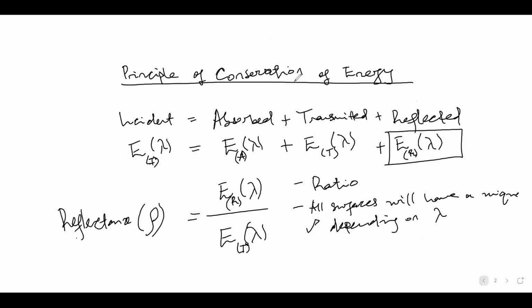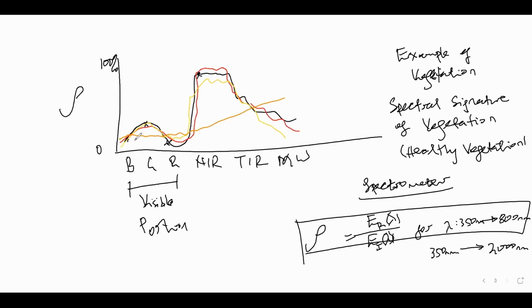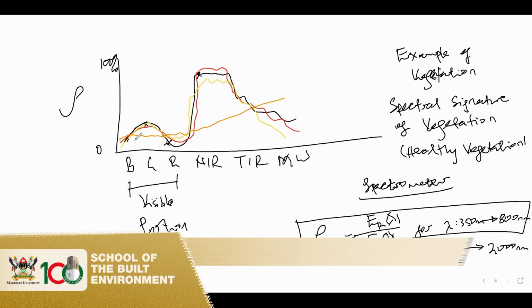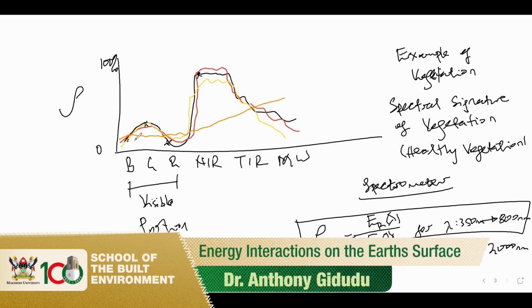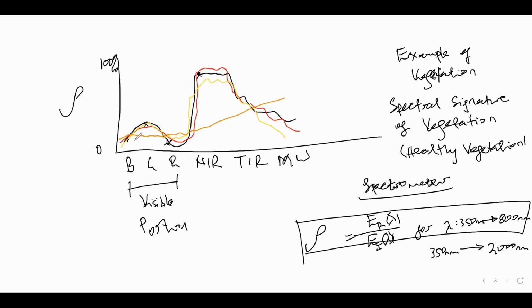So as we mentioned here, every surface has a unique reflectance vis-a-vis wavelength. And so we say that every surface has a unique signature. You can get a signature for vegetation, for leaves, for grass, for anything whatsoever. And that is essentially what we need to appreciate about the energy interactions on the Earth's surface.